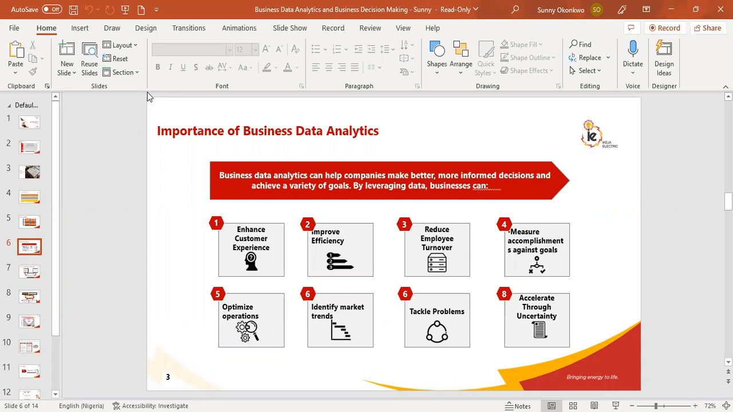But what we can use for now is data to check this. It also helps us improve efficiency. Data helps us improve efficiency in everything. Look at it from different perspectives. Look at it even from your individual self.